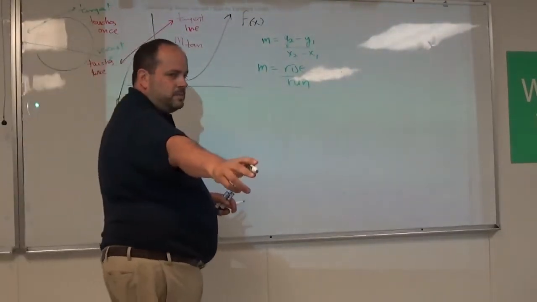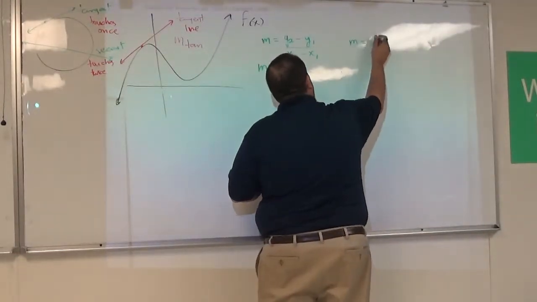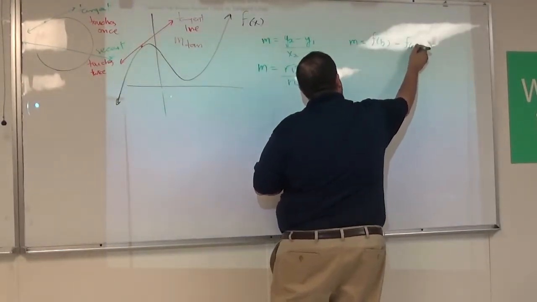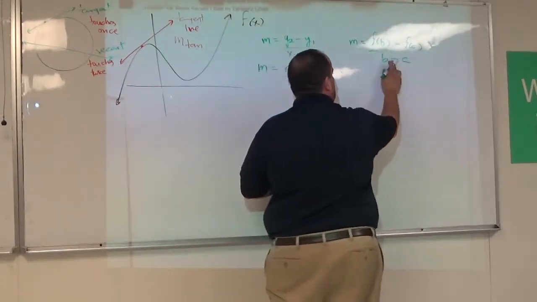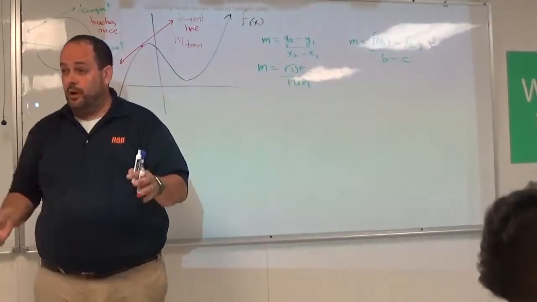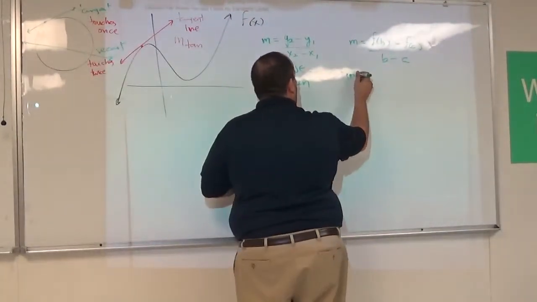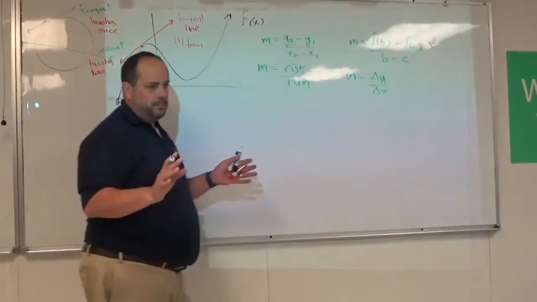Y equals mx plus b is like the equation of a line. Depending on the way you want to write it, you also did average rate of change, f of b minus f of a over b minus a. These are familiar? We've seen this before. And there was also change in y over change in x. Sure, they all mean slope.